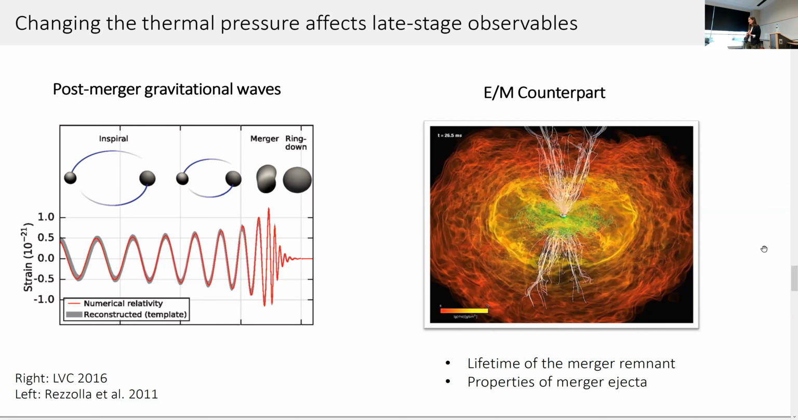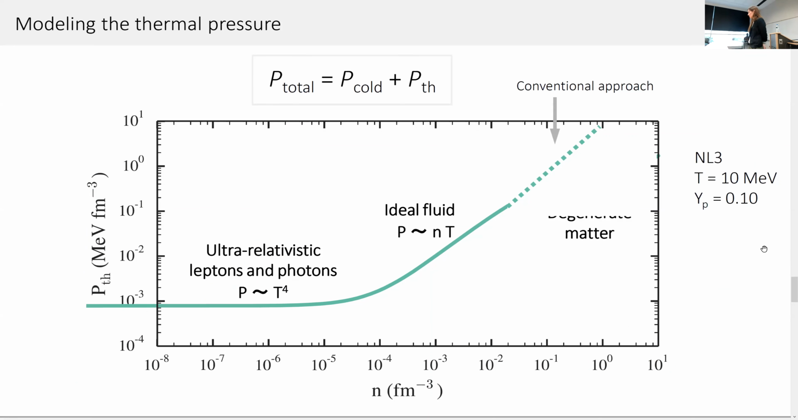nucleosynthesis. And so if our goal is to be using these late stage observables to constrain the cold equation of state, we need a really good model to be able to disentangle the role of the thermal pressure from the cold pressure, because the thermal pressure is going to affect all of these observations. There are basically two ways that you can have such a good model. The first, and perhaps the ideal, is to have a fully self-consistent finite temperature equation of state that allows you to calculate the pressure at any density and temperature, and composition for that matter, in a self-consistent manner.